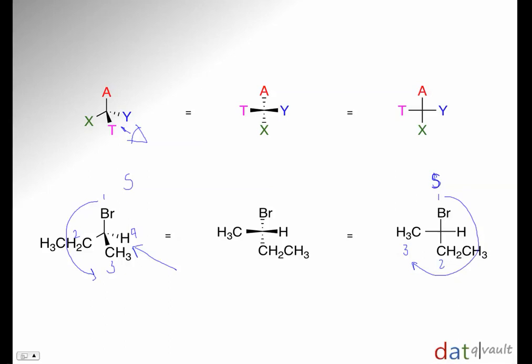So one key thing to learn about Fischer projections is that the two substituents on the horizontal plane always come out towards you. Think of the two substituents as arms on this side, coming out to hug you. That's how I remember it. And the two substituents that are vertical are just leaning back and away from you. So that's how you figure out R and S enantiomers in a Fischer projection.